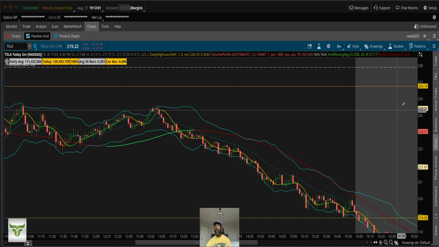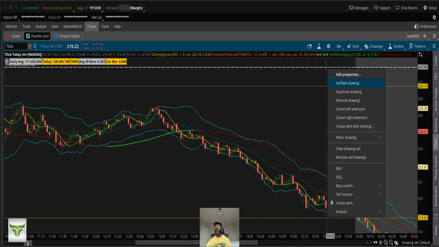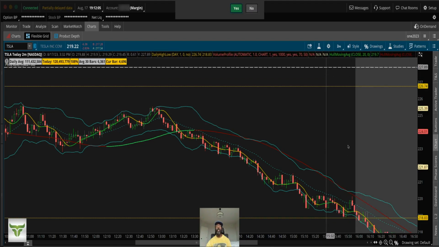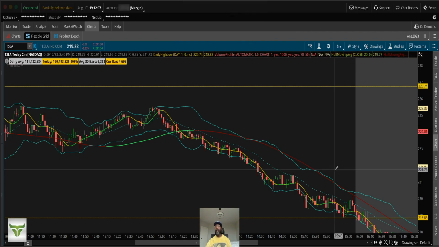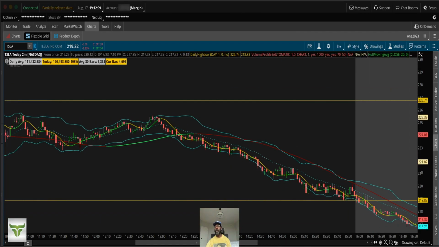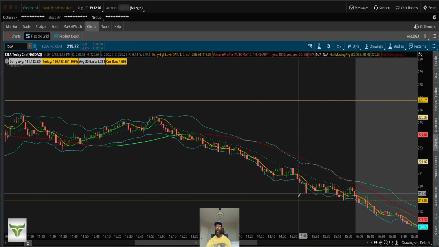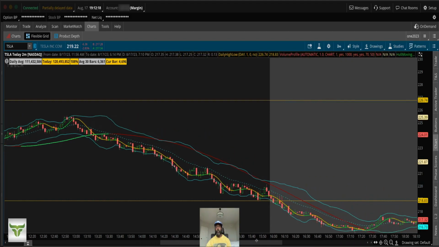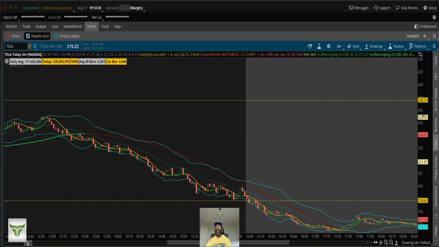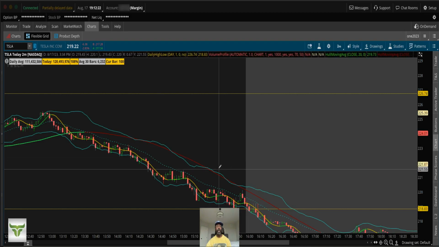What I want to do now is let's get rid of this drawing. Let's clear the drawing set, and I'm going to draw the box for you so that we have the box. So for tomorrow, which would be Friday, you already have the box, and I already have the box. It's already done. So let me see here.